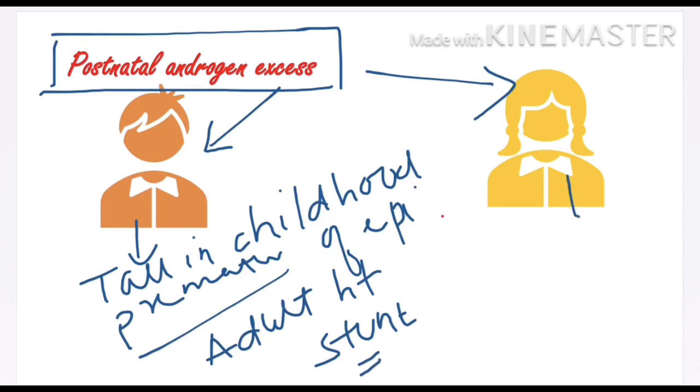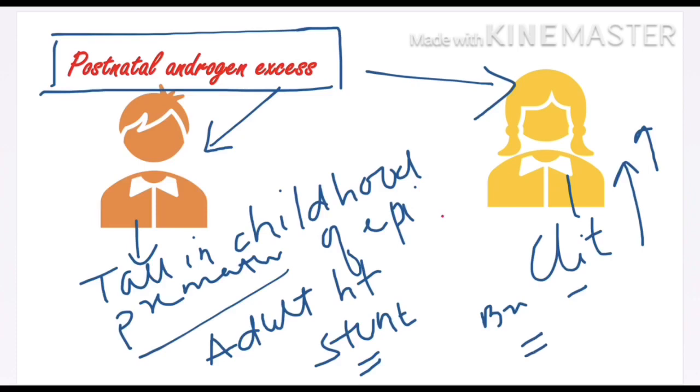In female, the clitoris getting large and enlarged. Breast development, menstruation may not occur in this female. Okay. Now we have treatment for this.